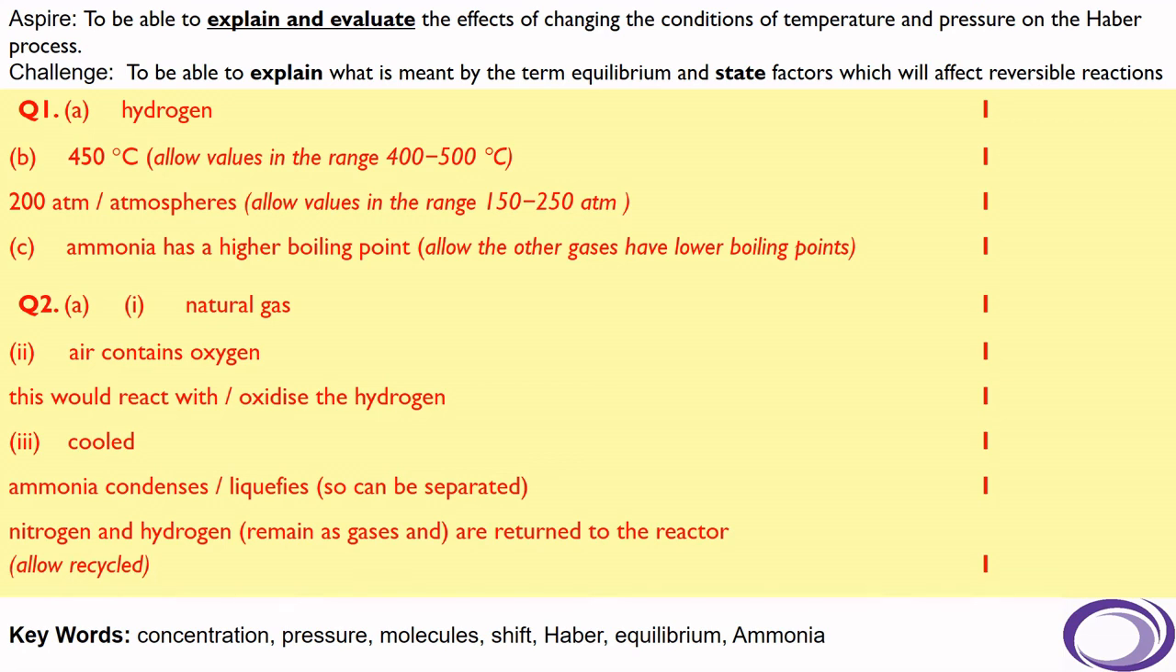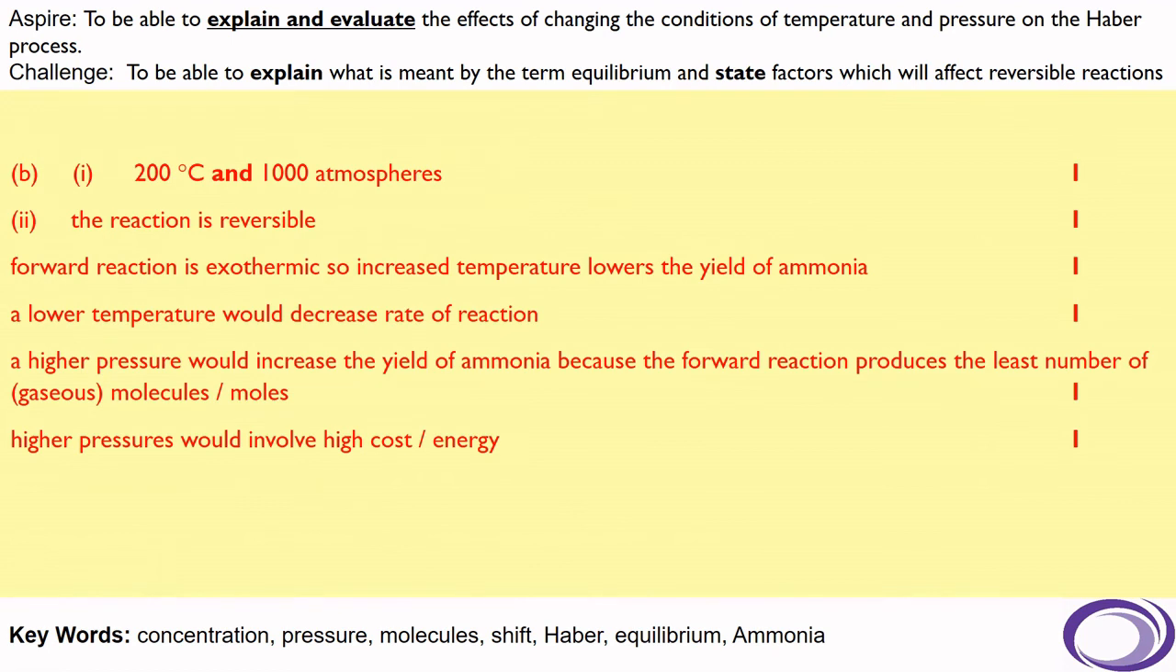Air can't get into the reactor because air contains oxygen that would react with the hydrogen gas. You could have also said it would have reacted with the catalyst. Now, the mixture of gases is cooled, the ammonia condenses or liquefies, and the nitrogen and hydrogen are returned into the reactor because they are remaining as gases. From the graph, the conditions were 200 degrees C and 1000 atmospheres. Then when we were talking about the compromise of 450 and 200 atmospheres, we had to talk about the fact that the reaction was reversible.